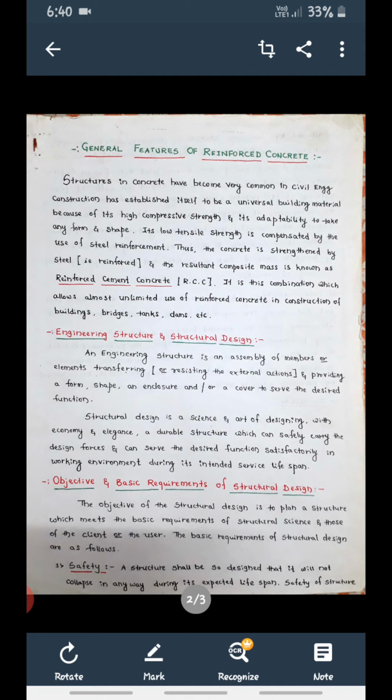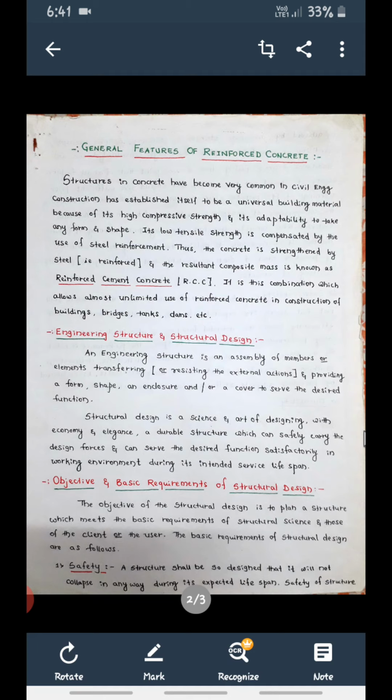This structure is subjected to various loads, and first you have to assess the loads, that is, you have to calculate. Suppose you want to design the beam, you should first know what is the total load coming on the beam. Then only it is possible to design the beam. So assessment of load is analysis. Then by knowing the load, you can design the element.